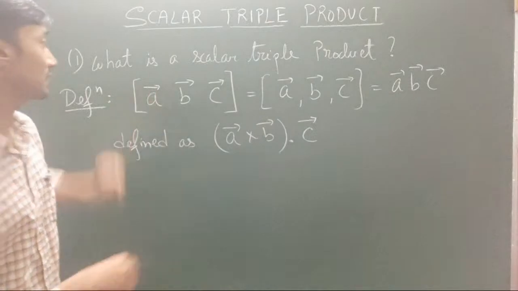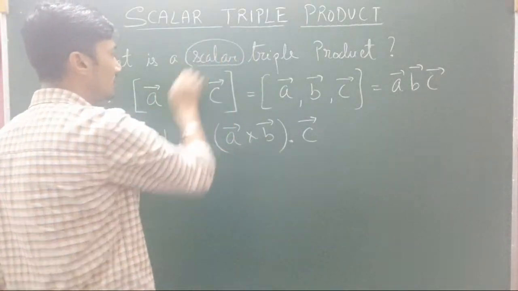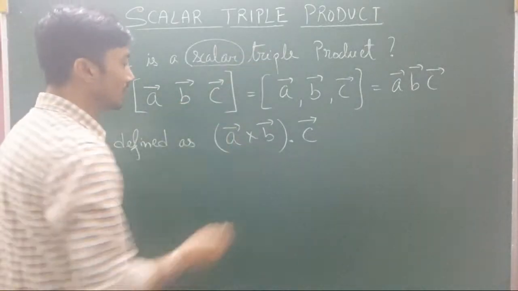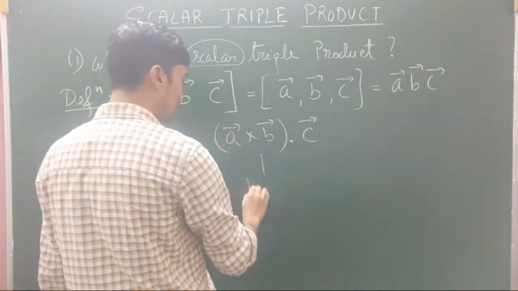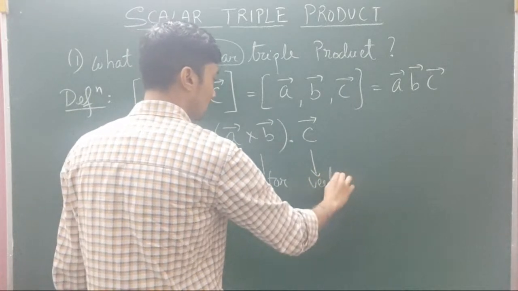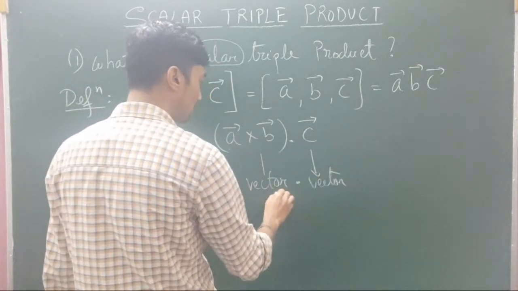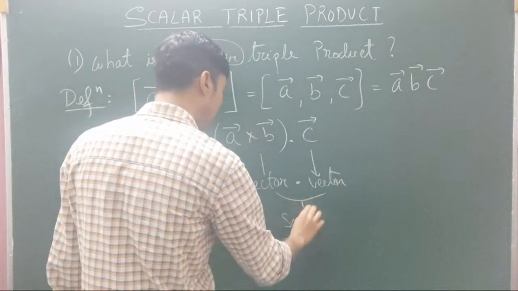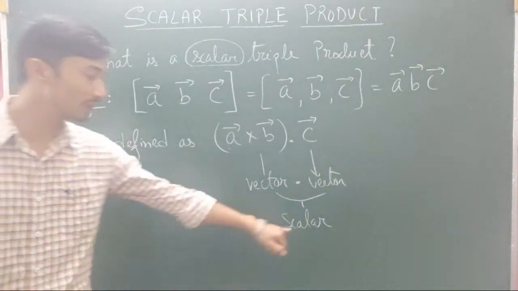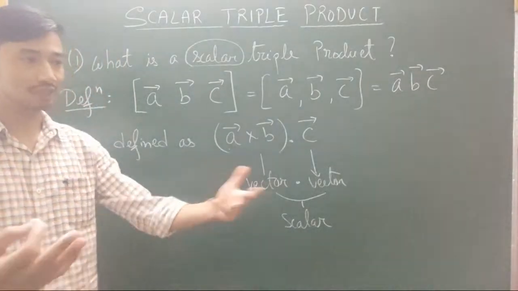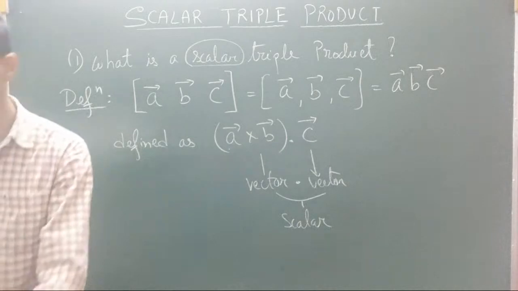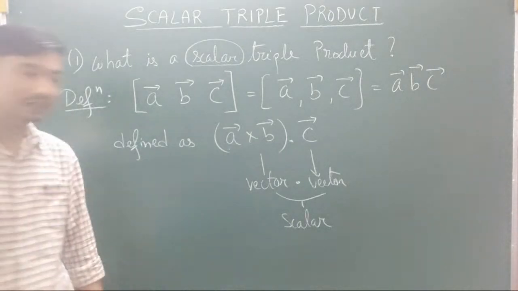As the name suggests, scalar means we are expecting a scalar resultant. The cross product of 2 vectors gives us a vector quantity. C is also a vector quantity. Now when you go with the dot product of 2 vector quantities, as we learned in the first 2 exercises, we end up getting a scalar. So that's basically what a scalar triple product is. I hope you're writing it down.